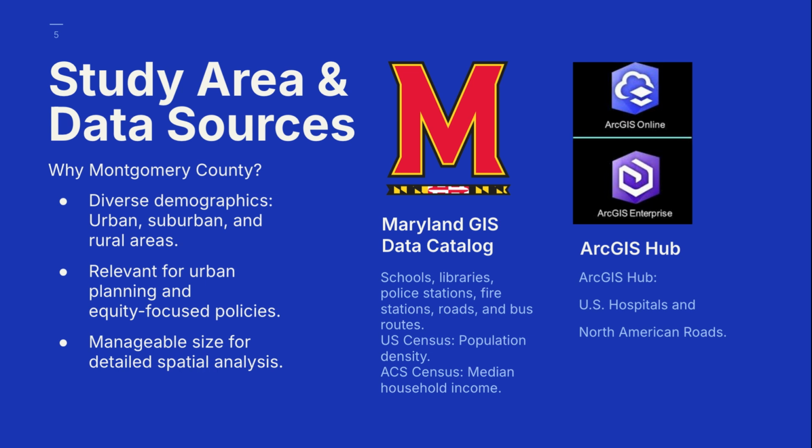For my analysis, I used a combination of datasets from trusted sources. First is the Maryland GIS Data Catalog, which provides data on services like schools, libraries, fire stations, police stations, bus routes. It also had datasets from the US Census about population density and the ACS Census, where I found data on median household income. I also pulled datasets from the ArcGIS Hub, which provided data on US hospitals and North American roads.